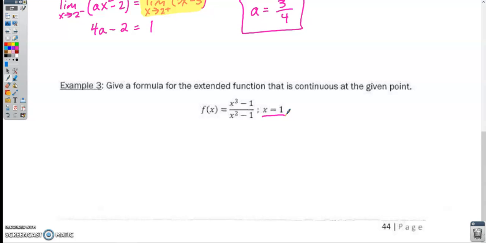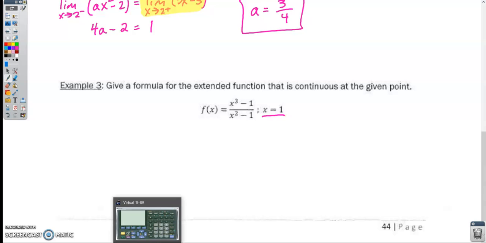And so when we're trying to find an extended function that's continuous, what we've got here is a removable discontinuity, and we're trying to fill in the hole. So in order to fill in that hole, we need to find what value the limit has as x approaches 1, because then we're going to define that as the value of the function, and that'll turn this into a function that fills in the hole.